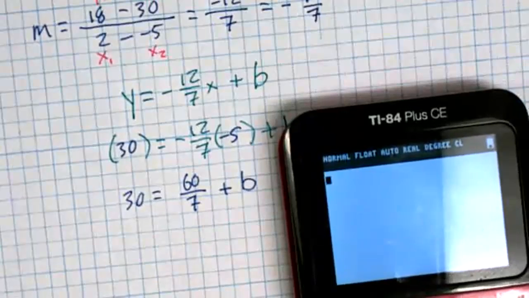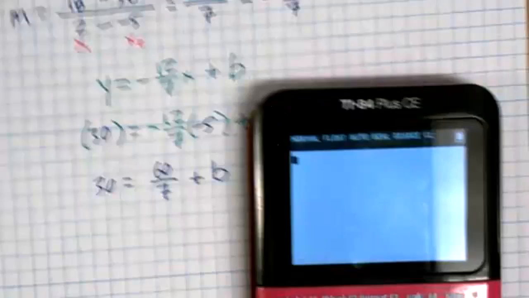I would turn that 30 into, what would that be? Something over 7. 30 would be the same as 210 over 7, right? 210 over 7 is 30, isn't it? 210 over 7 minus 60 over 7 would be 150 over 7. Answer is 150 over 7. And you can do it too, okay? But let's do it with the calculator too.